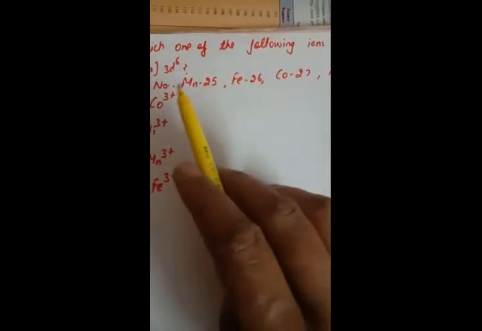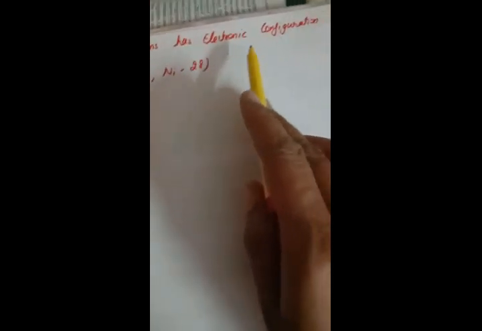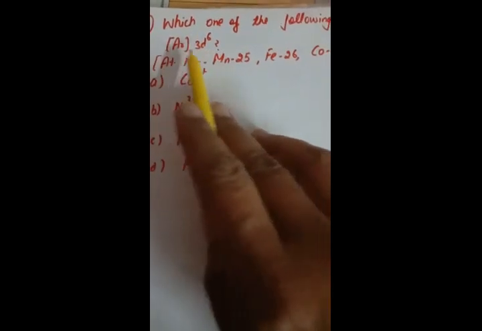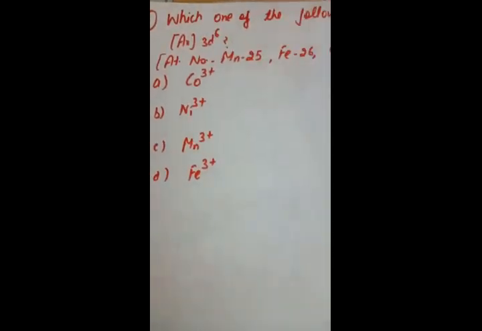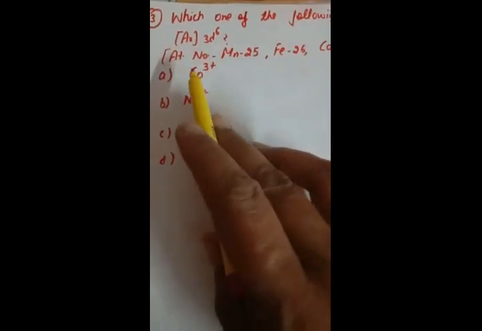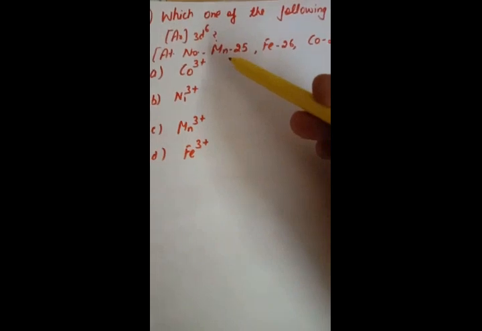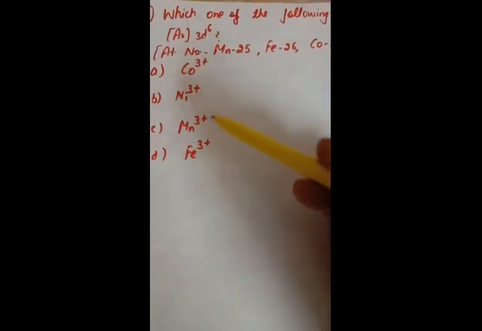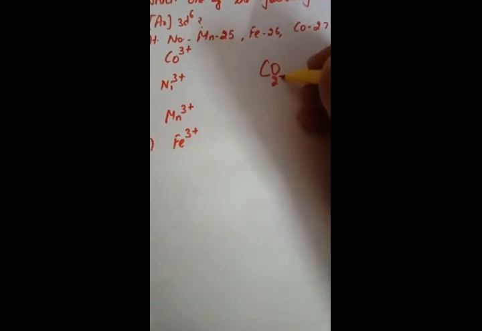Third question: which out of the following ions has electronic configuration argon 3d6? This is noble gas configuration. You will learn in your next lecture what is meant by noble gas configuration. And the atomic numbers I have given here: manganese 25, iron 26, cobalt 27, nickel 28. And I have written the ions here: cobalt 3 positive, nickel 3 positive, manganese 3 positive, and iron 3 positive. First I'll start with cobalt, whose atomic number is 27.